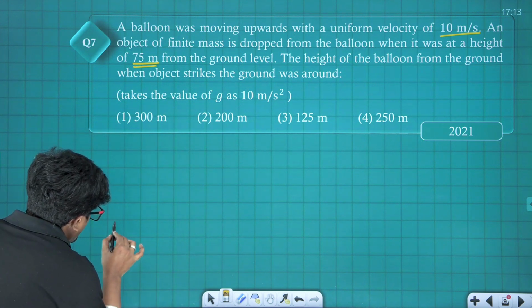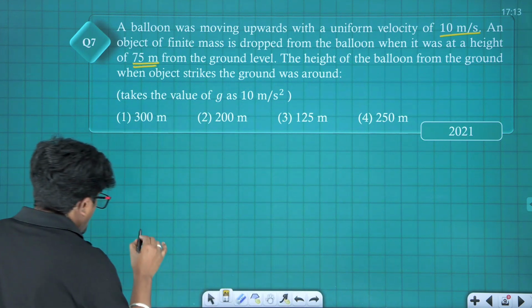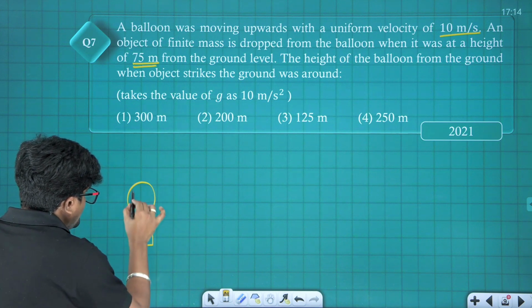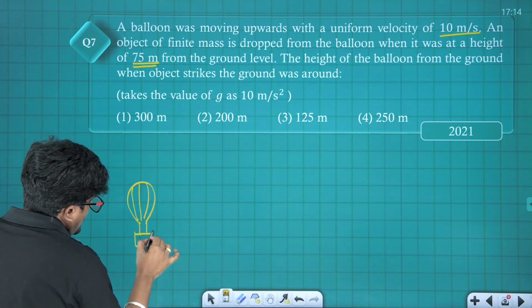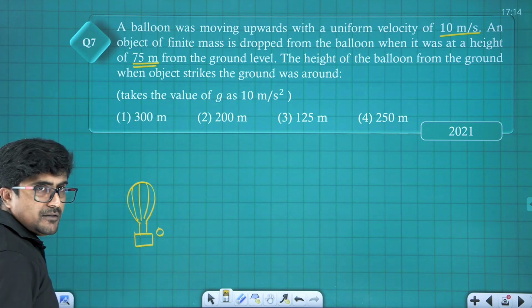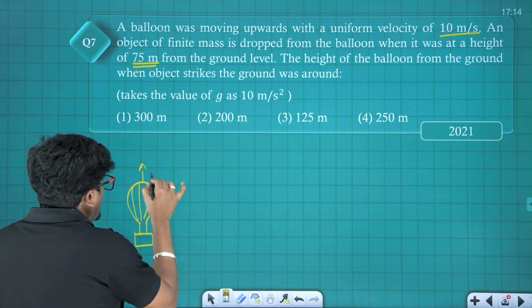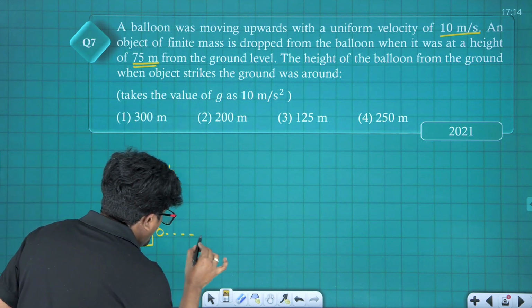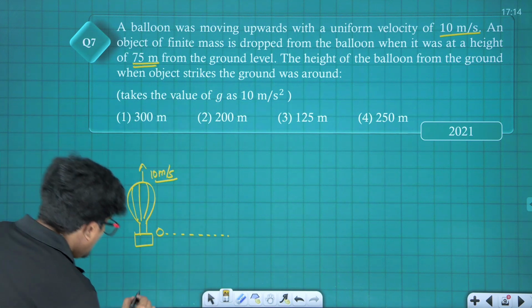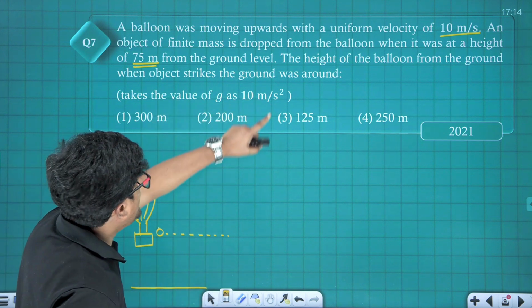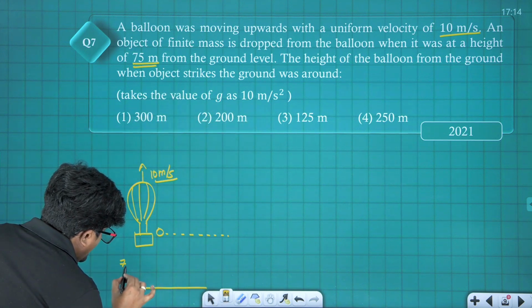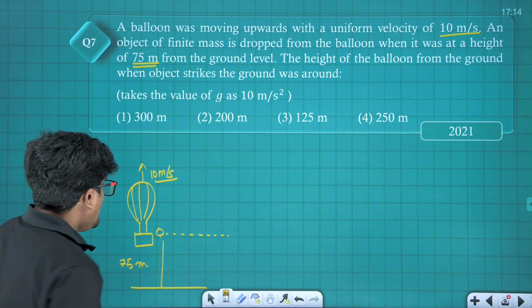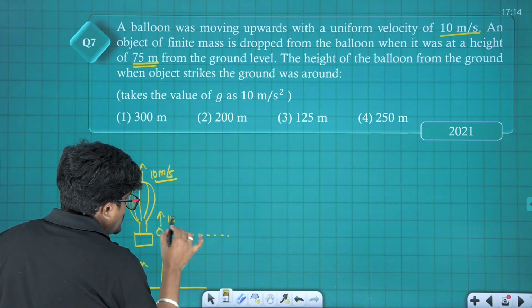So here let this be the balloon, let this be the basket, and some mass is getting dropped from here. This particular balloon is having a speed of 10 meter per second. Now, this is already at a height of 75 meters. So any object attached to it is also having 10 meter per second.